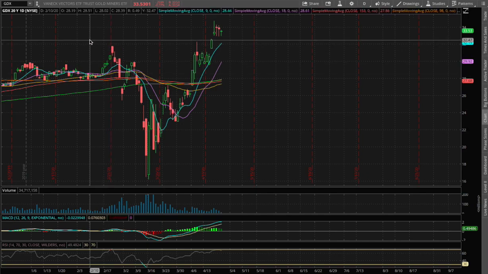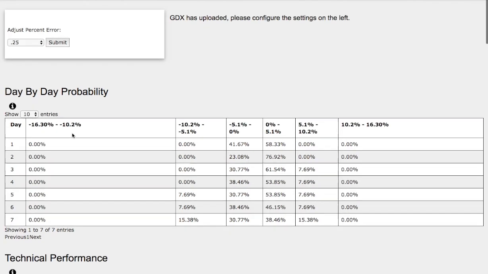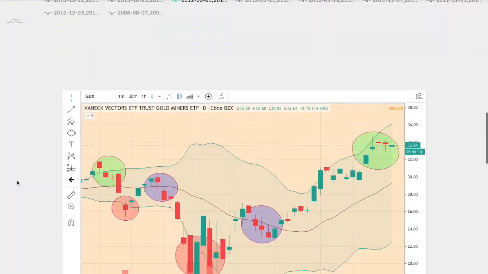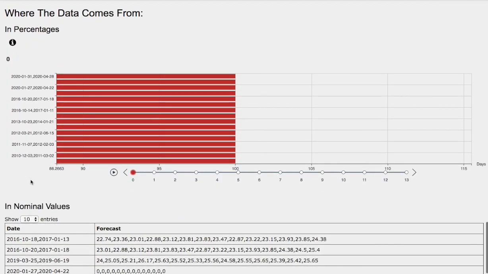Hello viewers, we'll be going over gold miners, ETF ticker symbol GDX. In this video, we'll be going over the day-by-day probability model, the technical performance of each model, how we find the models, and the day-by-day forecast for GDX.